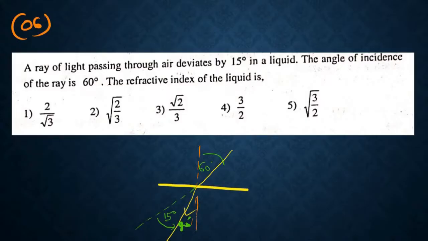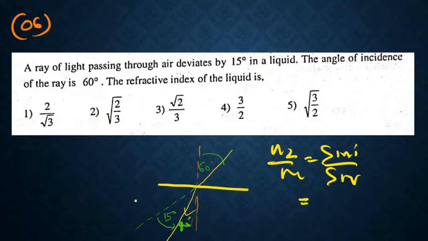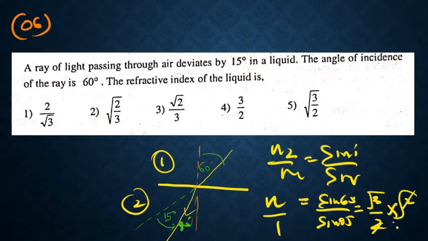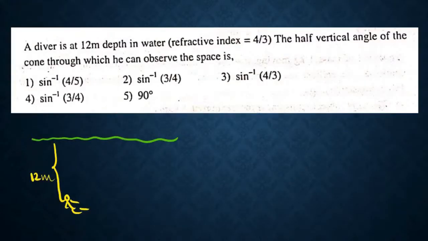So it's 45. We can apply the normal equation, n2 over n1 equals sin i over sin r. n2 is the second medium, this is the second medium, this is the first medium. So the refractive index of the liquid is n, sin i, sin 60 over sin 45. Sin 60 is root 3 over 2, sin 45 is 1 over root 2, so root 2 goes up, the 2s cancel, we get root 3 over root 2, so fifth answer. Moving into our seventh question now. Right, seventh question.